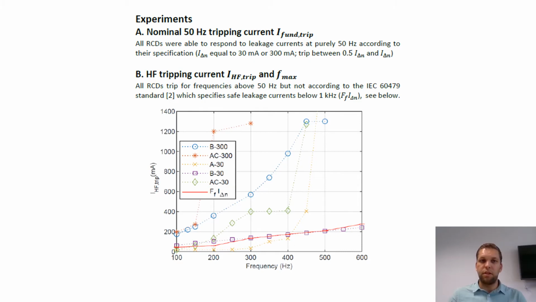The next experiment was to see if the RCDs will also trip for frequencies above the weighted one, above 50 Hz, and it seemed that all RCDs also trip for frequencies above 50 Hz. But they didn't do this according to the standard, the IEC 60479, in which safe leakage currents below 1 kHz are specified. So that's the red line in the figure below, and you see that the RCDs were not able to trip at values below this line, so not according to the standard.